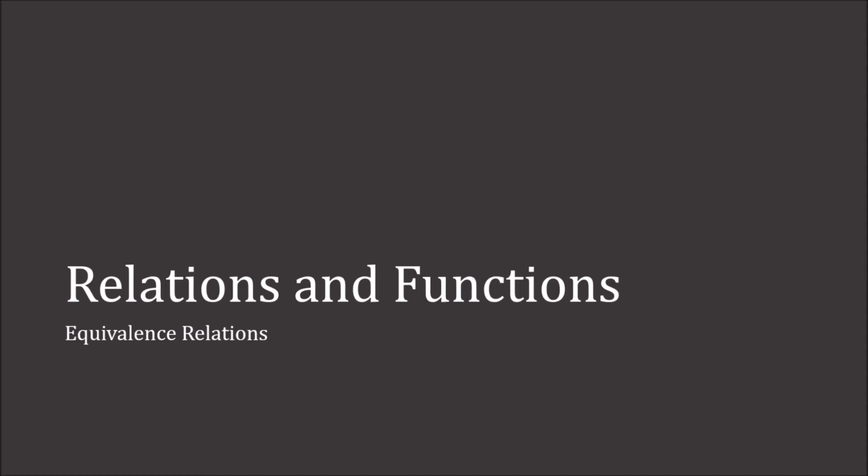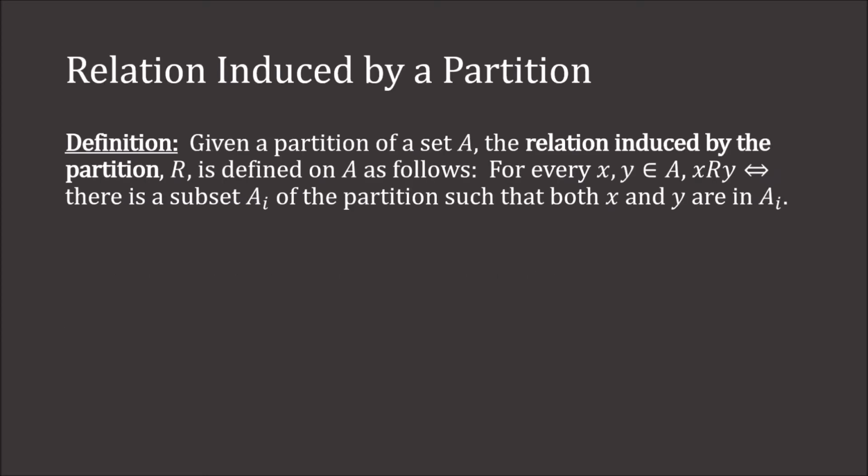We will now look at equivalence relations. So if we're given a partition of a set A, the relation induced by the partition is defined on A as follows. For every x, y in A, x is related to y if and only if there is a subset, A sub i, of the partition such that both x and y are in A sub i.